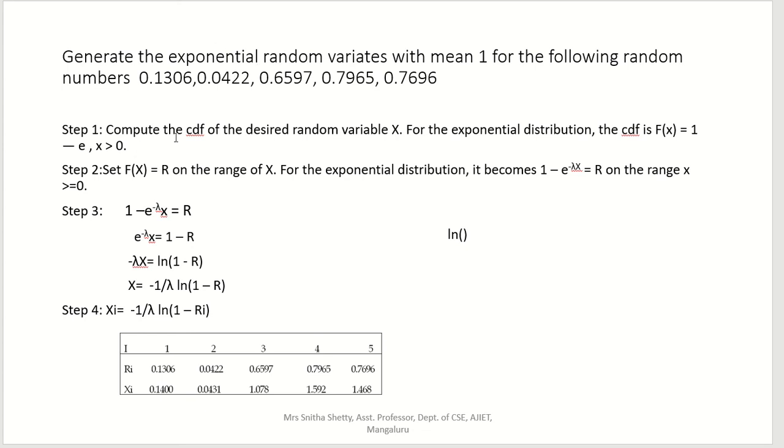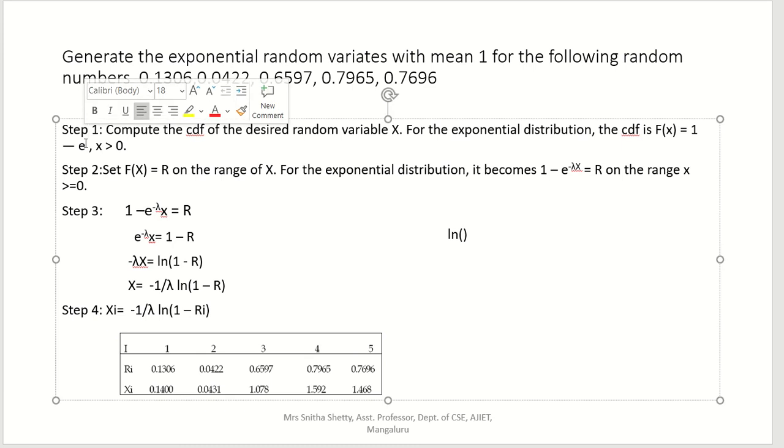Step 1, write the CDF. Yes, you know the CDF. The CDF is F of x is equal to 1 minus e to the power minus lambda x, for x greater than 0. So write the CDF: 1 minus e to the power minus lambda x, x greater than 0.